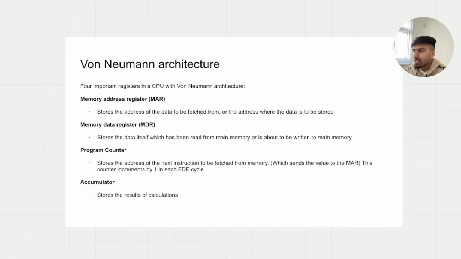So this basically stores the address of the data to be fetched from, or the address where the data is to be stored. Memory data register is the actual data itself, which is being read from memory or is about to be written to main memory. Program counter, remember that it increments by 1 so that it can hold the next instruction in the FDE cycle. And we also have an accumulator which stores the results of calculations.